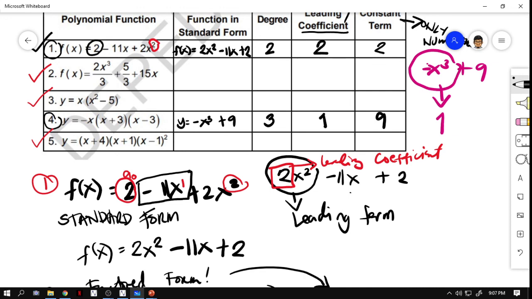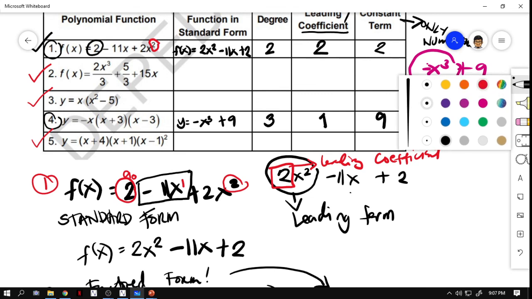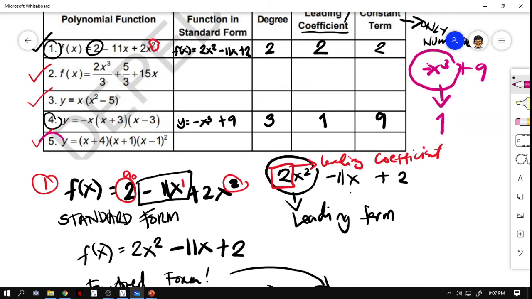Say, in number 4, if you have y is equal to negative x, quantity x plus 3, quantity x minus 3, the standard form of that is y is equal to negative x cubed plus 9x. And the degree of the given polynomial function is 3, while the leading coefficient is 1, and the constant term is 9. So, your turn, you have to answer items 2, 3, and 5.